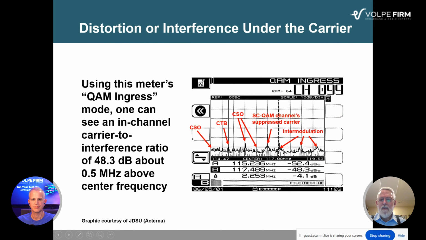But this is the suppressed carrier. So that's supposed to be there. So don't troubleshoot that. So that's one way.